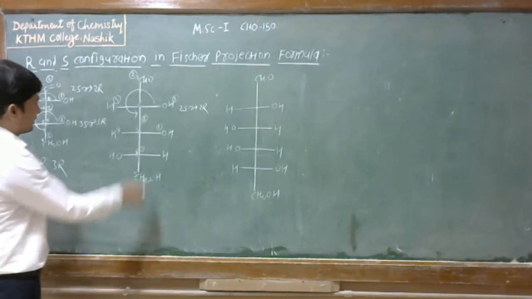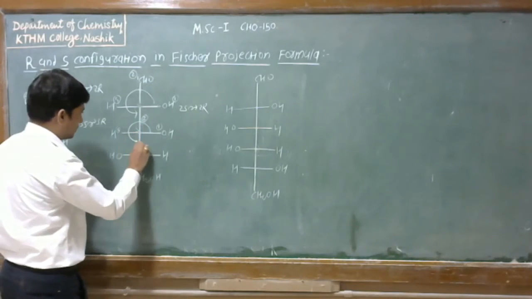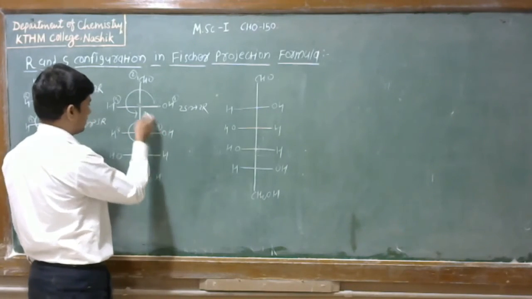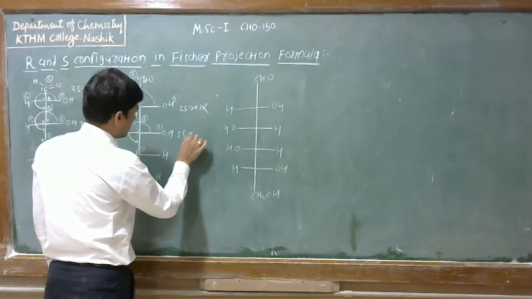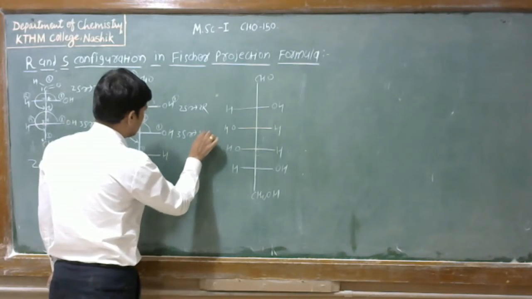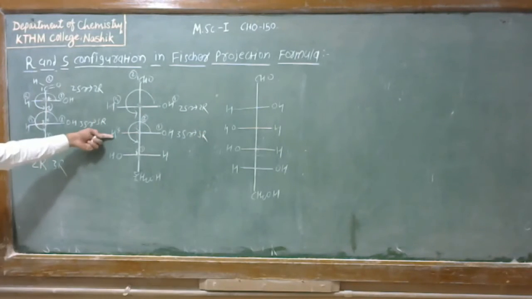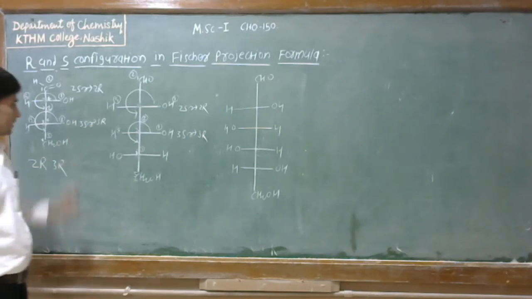So we move from 1 to 2 and 2 to 3 via the 4. So therefore, this is the anti-clockwise rotation, and hence this is 3S, but 3S changes to 3R because hydrogen is on the horizontal line.